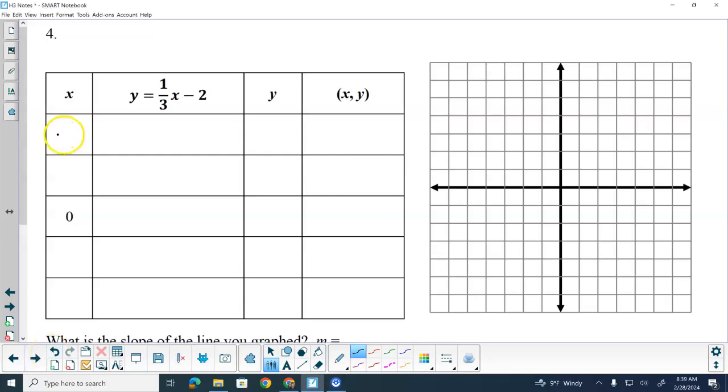All right, so we're choosing negative 6, negative 3, positive 3, and positive 6. If I plug those in, I got y equals 1/3 times negative 6, then minus 2. 1/3 times negative 6 is negative 6 divided by 3, which is negative 2. Negative 2 minus 2 is negative 4. 1, 2, 3, 4, 5, 6. 1, 2, 3. Should be down.